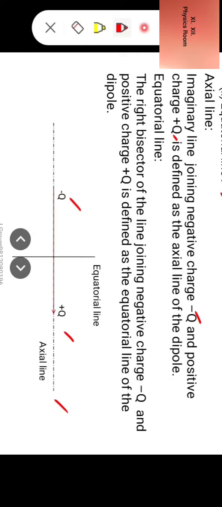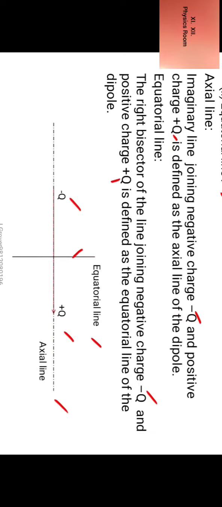Now we define the equatorial line of the electric dipole. The right bisector of the line joining negative charge minus q and positive charge plus q is defined as the equatorial line of the dipole. Now this is the right bisector of the line joining minus q and plus q, so it is the equatorial line of the dipole.